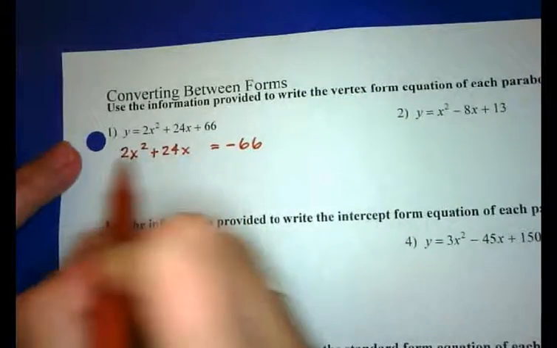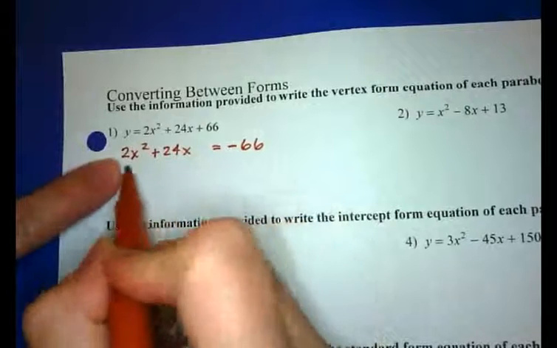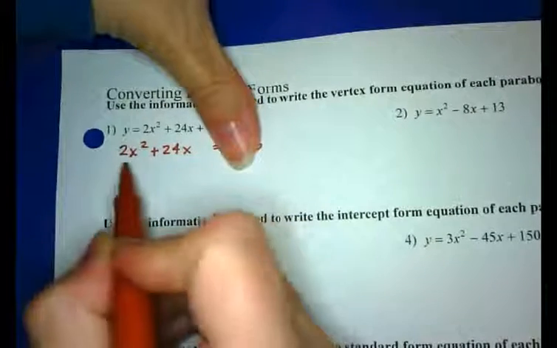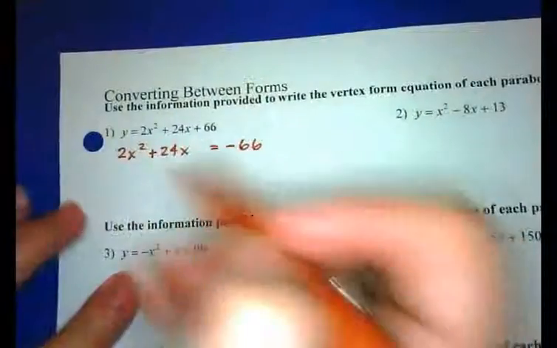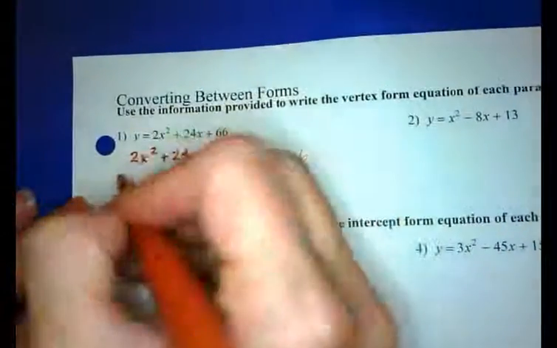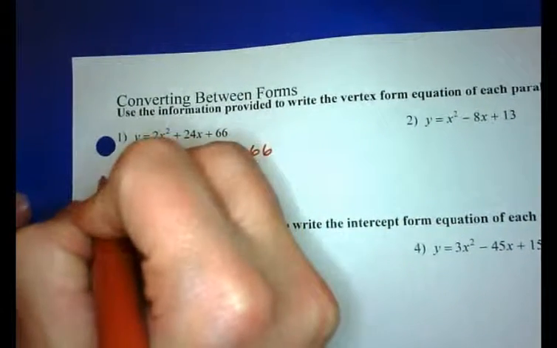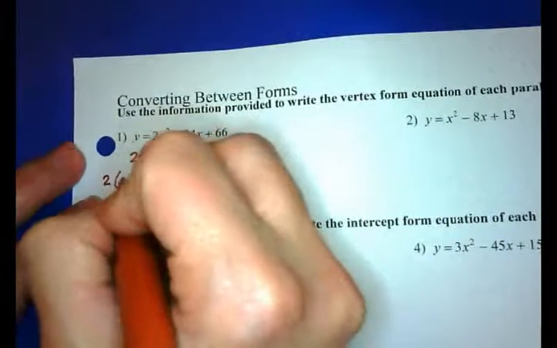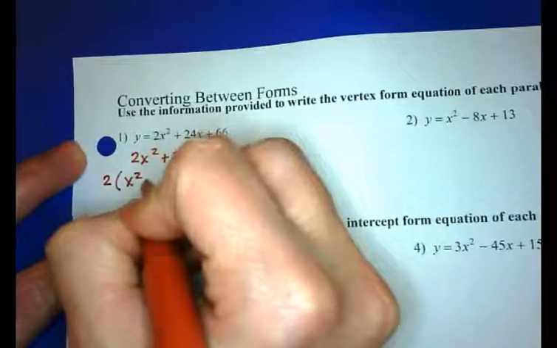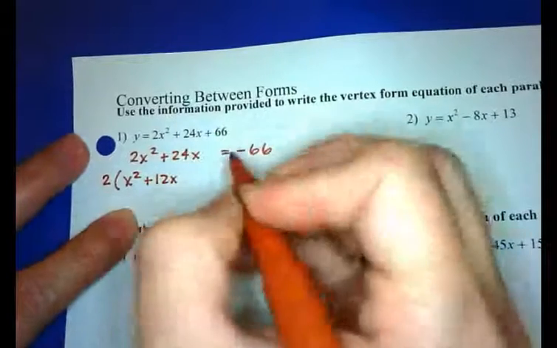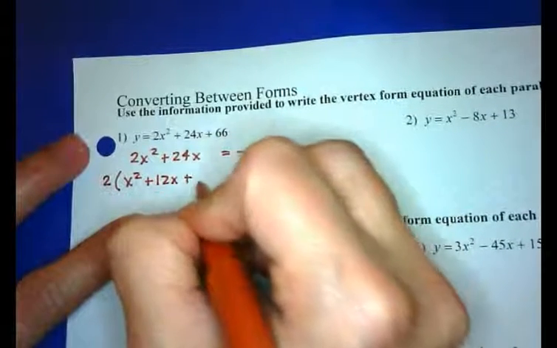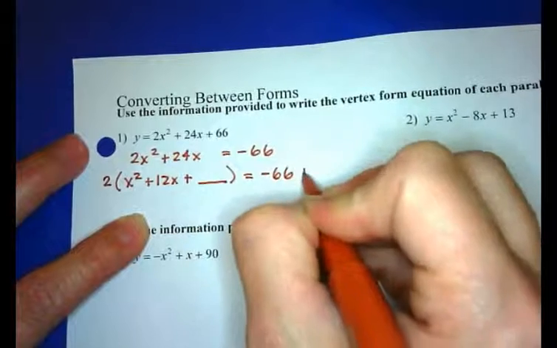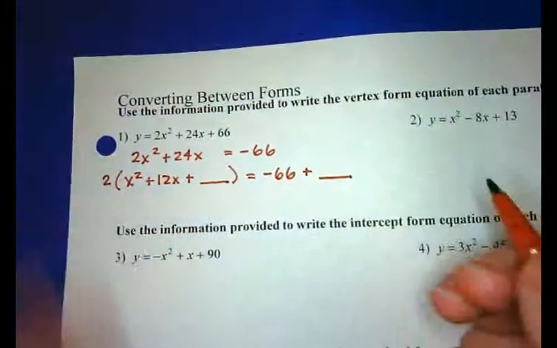Then I'm going to take out the 2 because we need to get rid of the leading coefficient here. I'm going to take it just out of this side. So that's going to make the right side not a fraction. So, although it's even, I guess. But so if we factor out a 2, this would be x squared plus 12x. And then I'm going to go ahead and put my blank there. And then equals negative 66 plus blank.